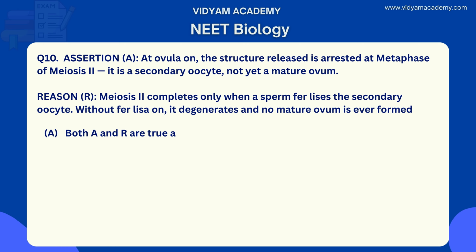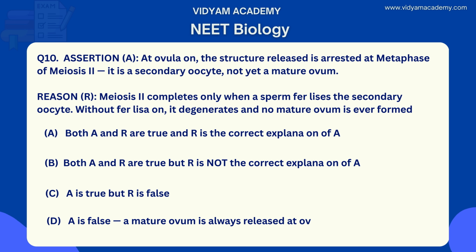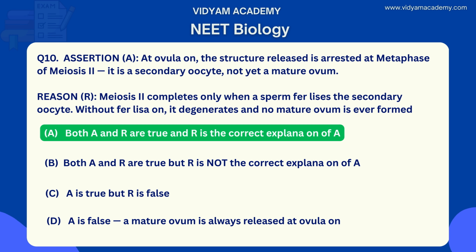Option A, both A and R are true and R is the correct explanation of A. Option B, both A and R are true but R is not the correct explanation of A. Option C, A is true but R is false. And D, A is false. What is the right answer for this question? Yes, option A: both A and R are true and R is the correct explanation of A. Why and how? Let's see.